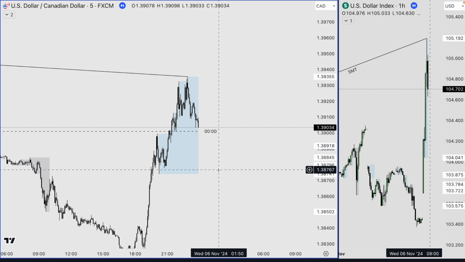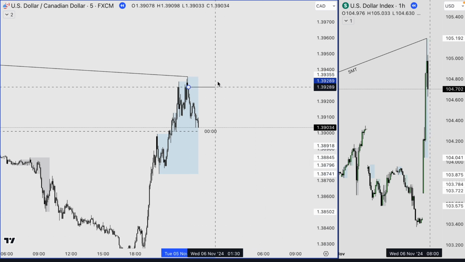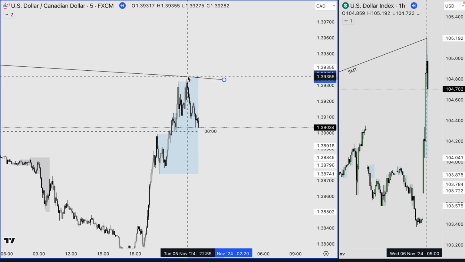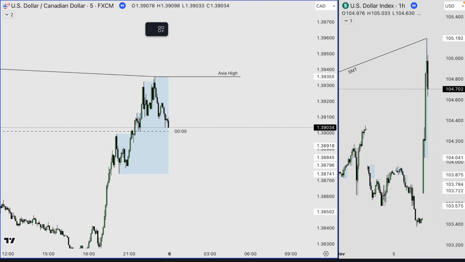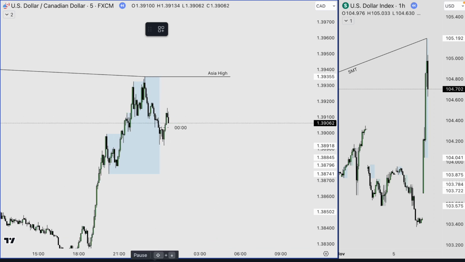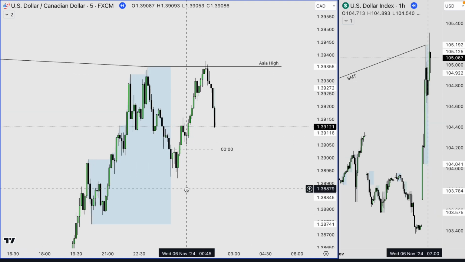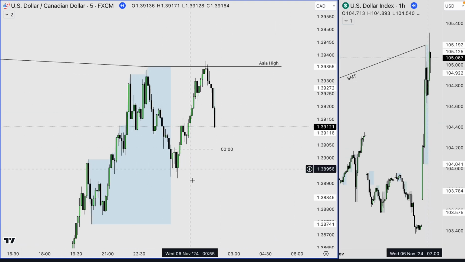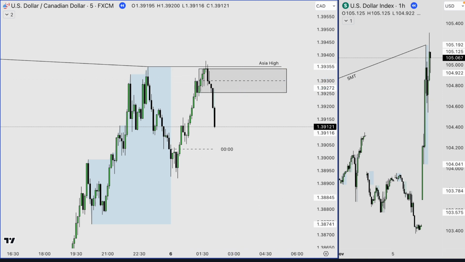So I was waiting for Asia high to get swept. So I waited for Asia high. Asia high gets swept. So what can we see here? Here we can see we have a very clean order block that hasn't been mitigated yet.